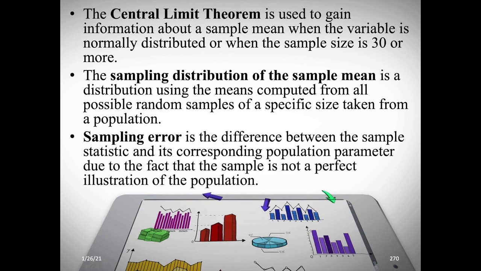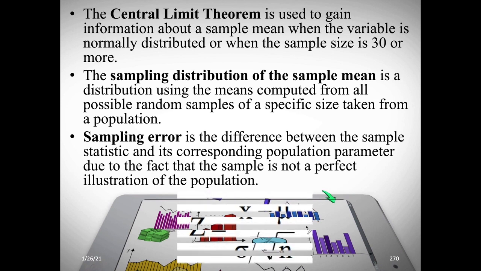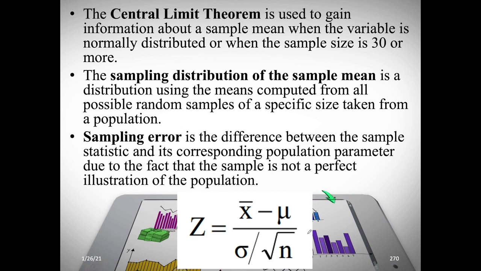Now, we also have the term, pinapakita ko lang sa inyo yung mga term na mamaya i-explain ko in detail. We also have the term of the sampling error, which is the difference between the sample statistic and its corresponding population parameter due to the fact that the sample is not a perfect illustration of the population. Wherein tama nga naman, no, kaya tayo nagkakaroon ng sampling error. Now, for the central limit theorem, almost the same, nagkaiba sila dito.